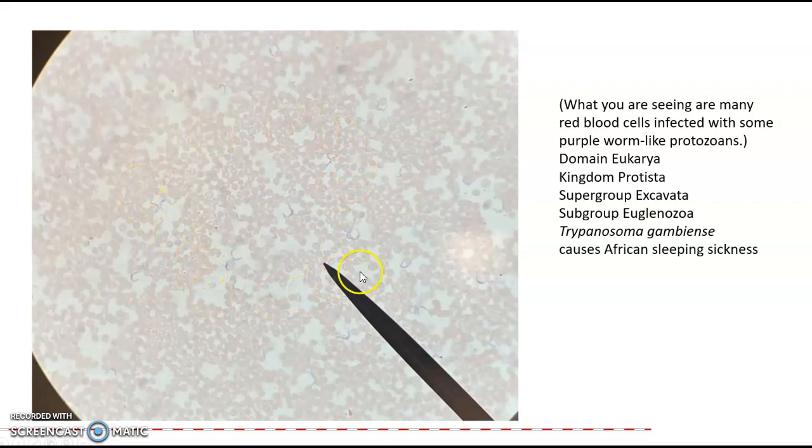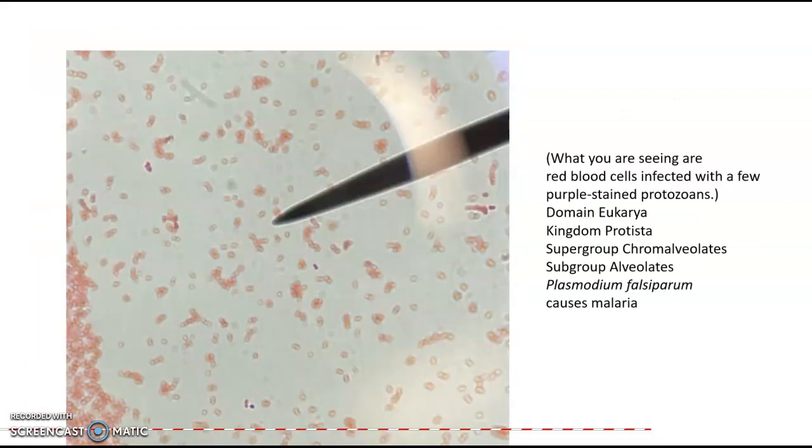Here you have an image where the little red dots are red blood cells, and the wavy purple worm-like things are Trypanosoma gambiense, which cause African sleeping sickness. The domain is Eukarya, the kingdom Protista, and the supergroup is Excavata. The subgroup is Euglenozoa. So the Trypanosoma protozoan is in the same subgroup as the Euglena that we saw in lab. The Euglena were green and could swim, they had a flagellum. The Trypanosoma are in that same subgroup, Euglenozoa.